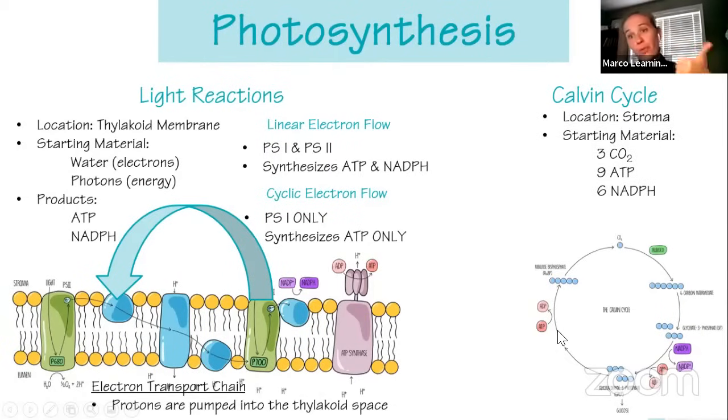So starting material, we have 3 carbon dioxides. I have 9 ATPs, 6 NADPHs, because I need to have 1 NADPH and 1 ATP per molecule in the Calvin cycle. It kind of has to do with something, don't worry about it. And we're going to make 1 G3P. Why is there only 3 carbon dioxides? Because G3P only has 3 carbons. You have to put 2 G3Ps together in order to make glucose. And then the product, G3P. So I think that we've gotten our photosynthesis down.